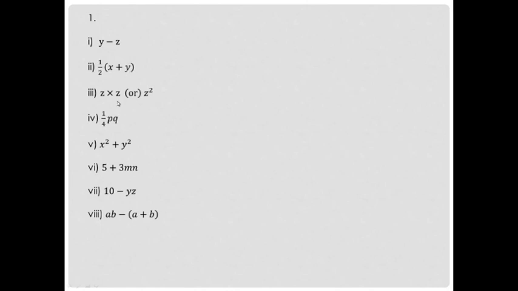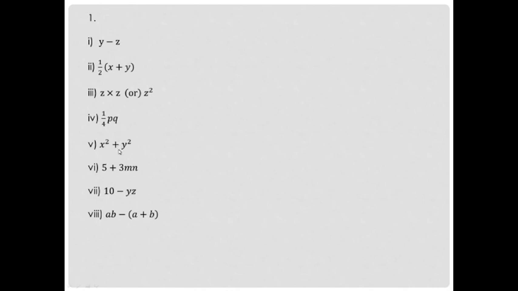Then number 3 contains the number z multiplied by itself. That means z into z, or you can write it as z square also. Then question number 4, 1/4 of the product of numbers p and q. Product means multiply. When you just write pq, that means there's no mathematical operation in between, which means multiplication. So 1/4 of the product of the numbers p and q means 1/4 pq.